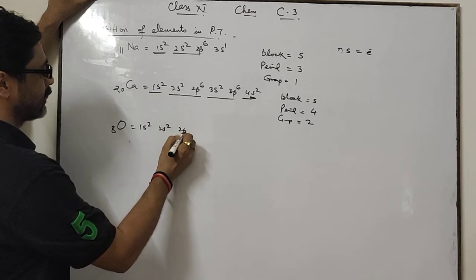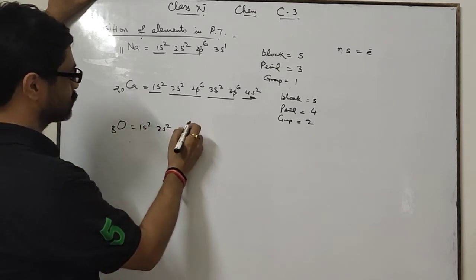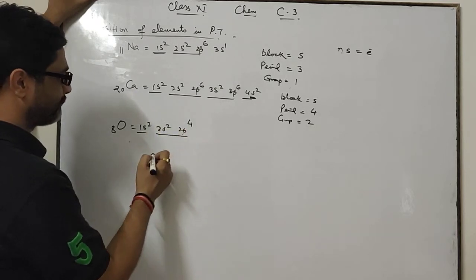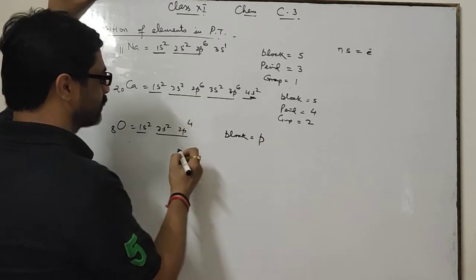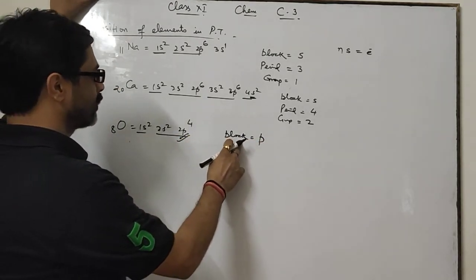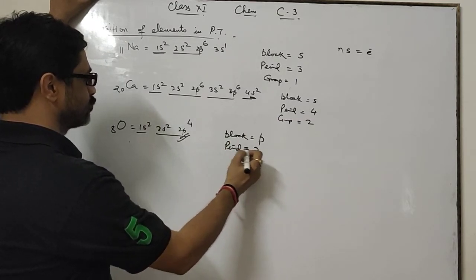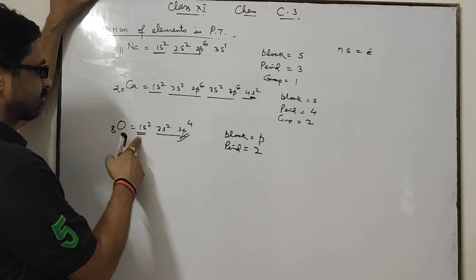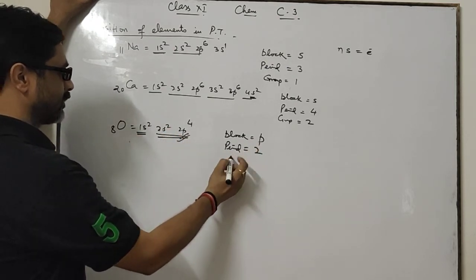Take another example, oxygen. First of all, we write the electronic configuration like this: 1s2, 2s2, 2p4. This element belongs to block p because the last electron enters in the p subshell. Period, here period is 2 because the first shell and these are the subshells of the second shell, means period 2.